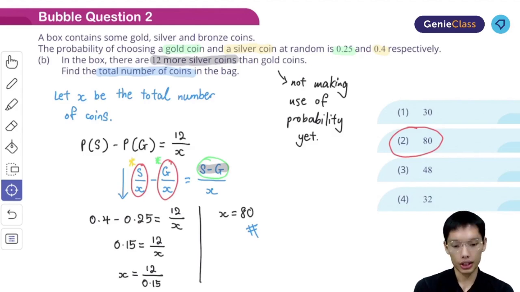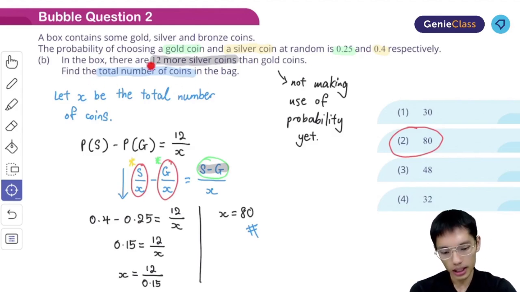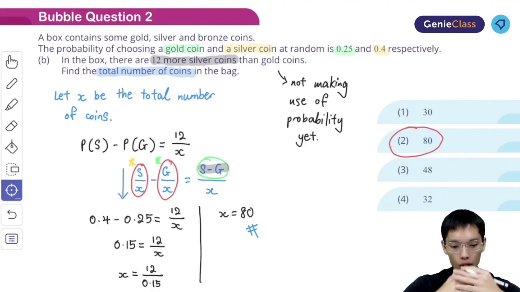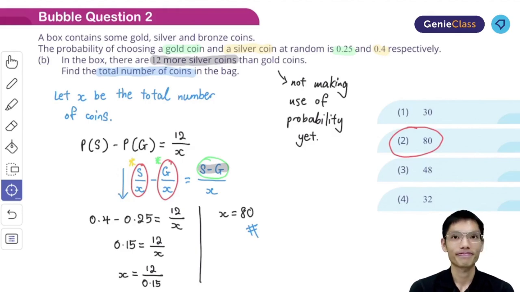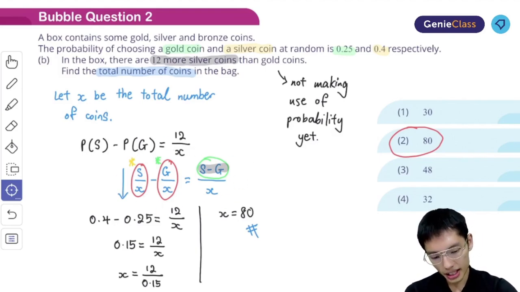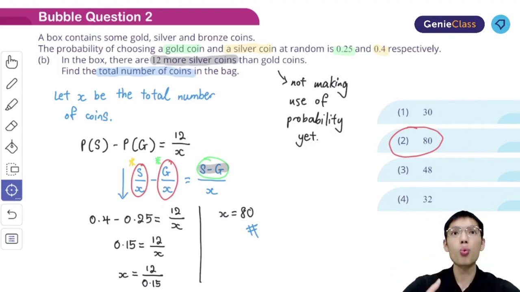12 more silver coins. 12 more to the total is saying 12 over x. The probability of getting a silver coin is higher, and how is it higher? 0.4 minus 0.25. That's what it translates down to. So this is how I get this thought process. I hope this is a little bit clearer. Yes, there's a lot of alphabets, that's right, but this is the understanding. You don't have to write this down, but that's where we have to backtrack.